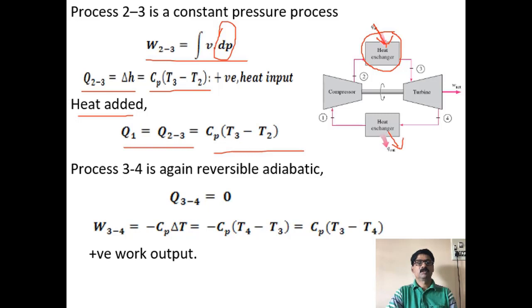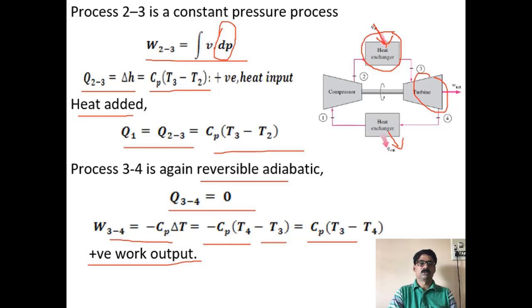Now coming to process 3 to 4, it is reversible adiabatic expansion. It is in the turbine, so it is an isentropic expansion or reversible adiabatic expansion. Once again there is no heat transfer, Q3 to 4 is equal to 0. And W3 to 4 is minus Cp delta T, that is minus Cp times the final temperature T4 minus the initial temperature. But here T4 is less and T3 is more, so you can write it as Cp into T3 minus T4, and this quantity is positive. Since it is a turbine, the work output is always positive.